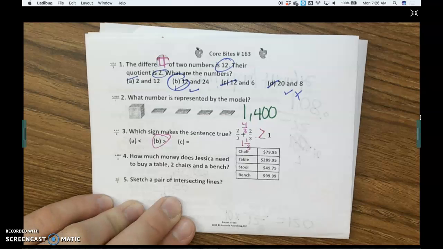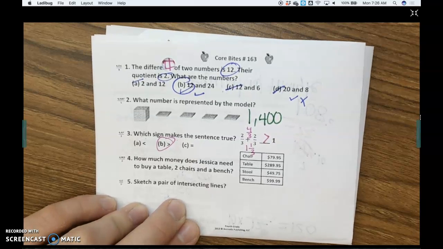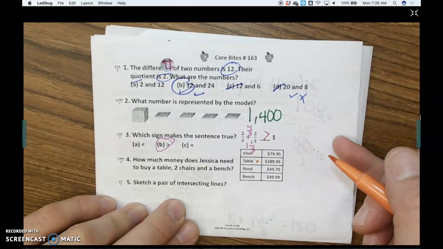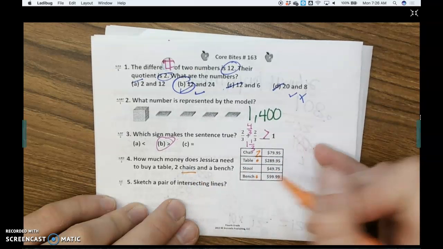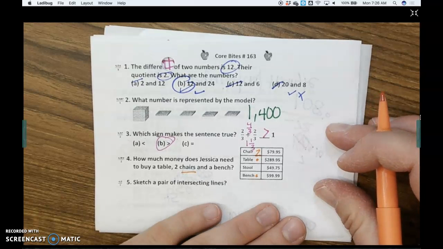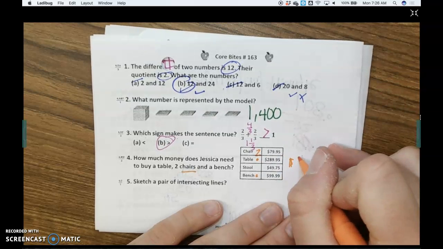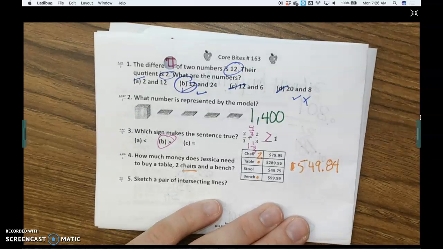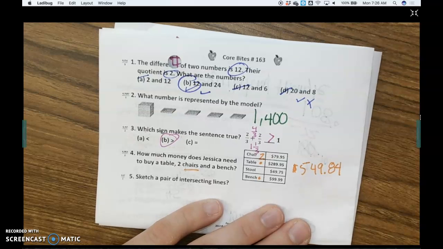For 4, how much money does Jessica need to buy a table, 2 chairs, and a bench? Okay. So a table, $289.95. 2 chairs, and then 1 bench. Okay. So if you add all that up, and let us know if you need help, guys, but if you add all of that up, you're going to get $549.84.